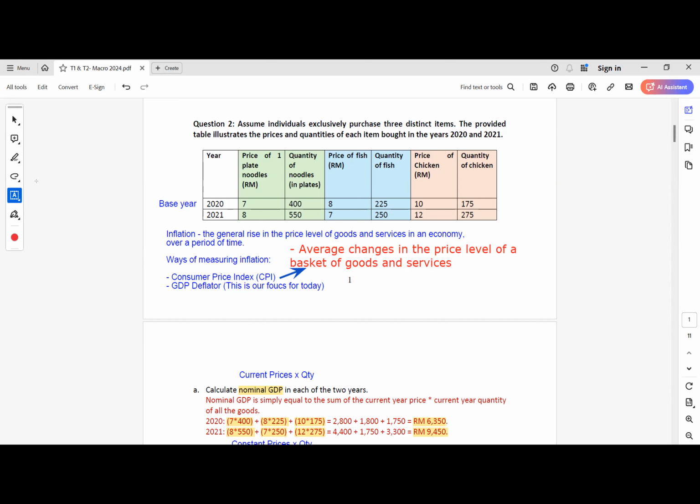If I look into the GDP deflator, it's slightly the same, but we do not look into a basket of goods and services. We look into the average changes in the price level of all goods and services produced in the economy. So can you see the difference here? One is I look into a basket of goods and services, and the other is I look into all goods and services. So we are going to focus on the GDP deflator for today.